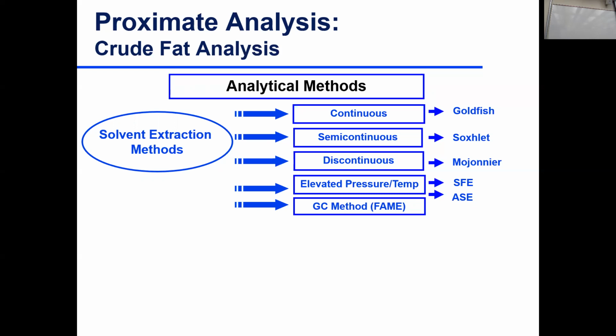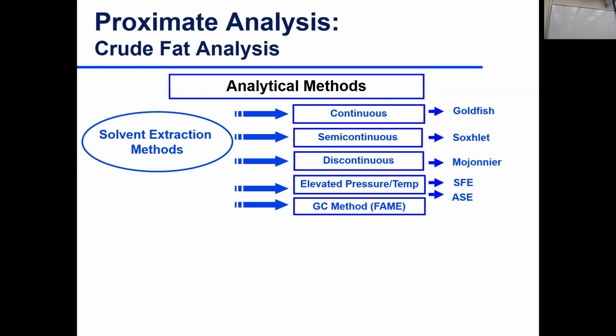We're going to talk about an old method that I used when I was a graduate student called the goldfish method. I don't know why it's called goldfish. I don't know what the relationship is between it and the goldfish. There is no relationship. And then the semi-continuous, which you will be doing in the lab, which is Soxhlet. And then you have the discontinuous, such as the Mojonnier. And then there's supercritical fluid extraction and accelerated solvent extraction, and these both fall under the elevated pressure and temperature category.